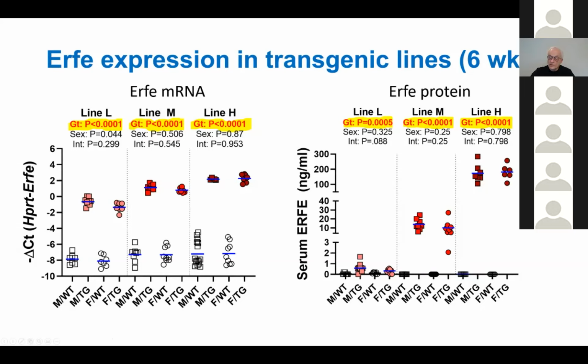And if you look at ERFE protein, it has a more dramatic effect. If we use the ELISA, we can see that the serum ERFE in the low line is of the order of the thalassemic mice, maybe a little lower, and the intermediate line is about 10-fold higher, and the high line is another 10-fold higher.